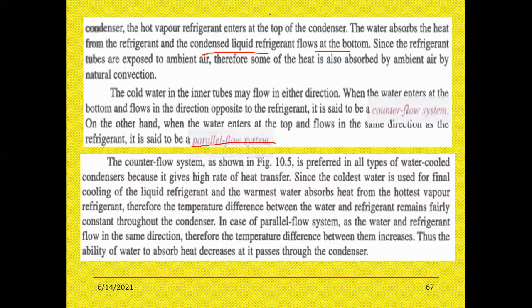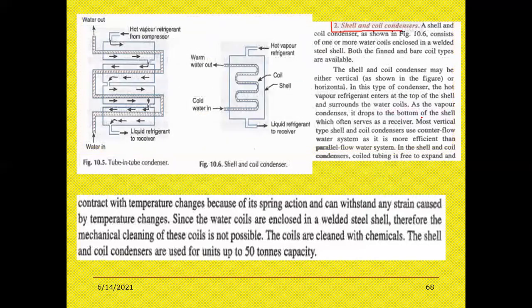See here, the cold water in the inner tubes may flow in either direction, in the forward direction or in the backward direction. When the water enters the bottom and flows in the direction opposite to the refrigerant, it is known as a counterflow system. On the other hand, when the water enters the top and flows in the same direction as the refrigerant, it is known as a parallel flow system. Now see the figure here.